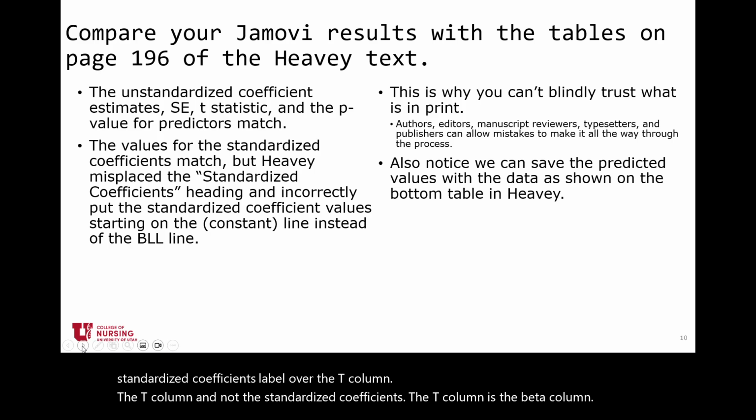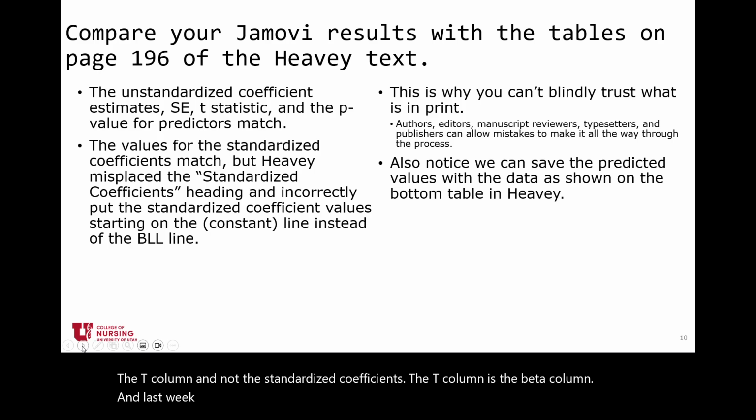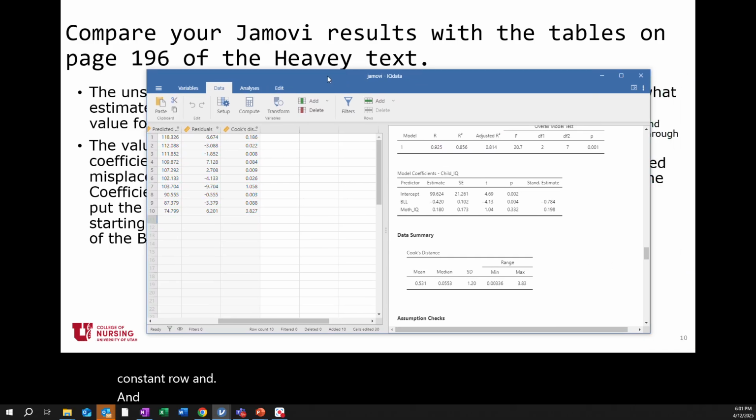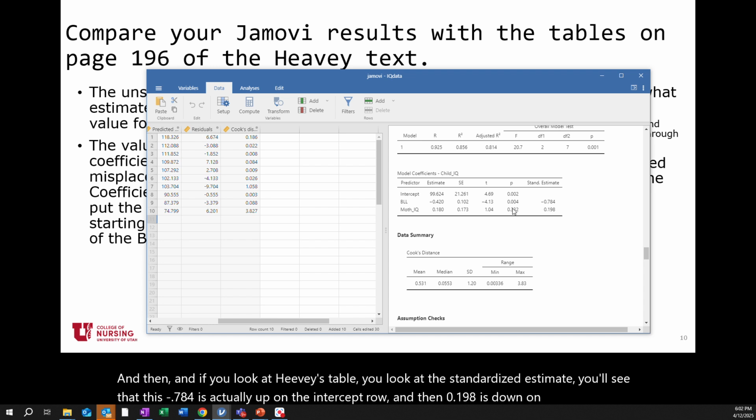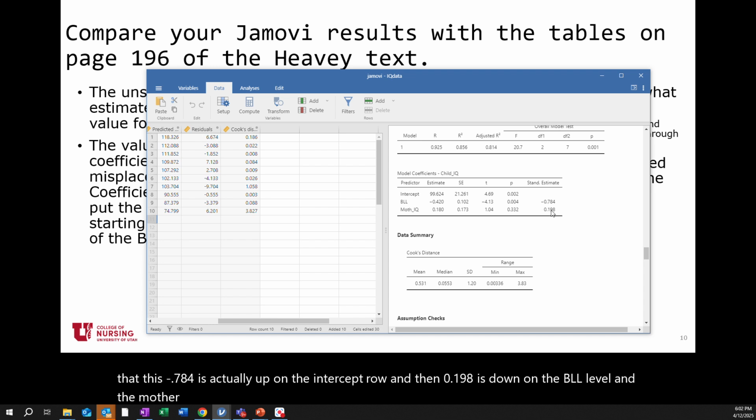And last week, HEVI had also made a mistake and put the values for the betas starting on the constant row. If you look at HEVI's table, you look at the standardized estimate, you'll see that this negative 0.784 is actually up on the intercept row, and then 0.198 is down on the BLL level, and the mother's IQ is blank, and that's an actual error.